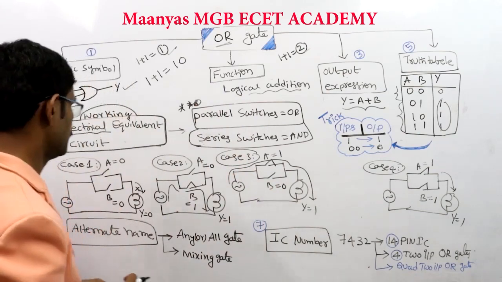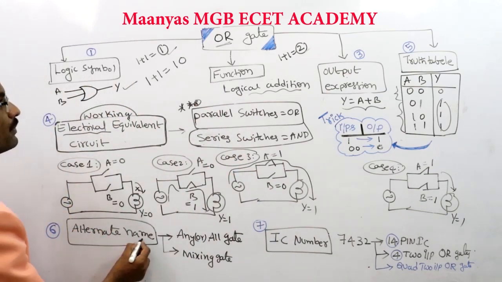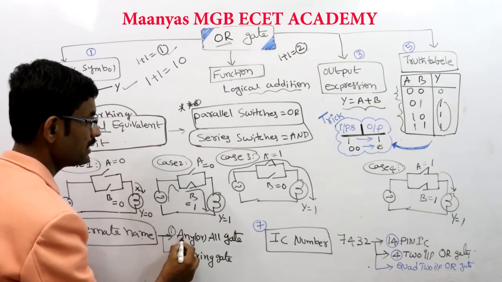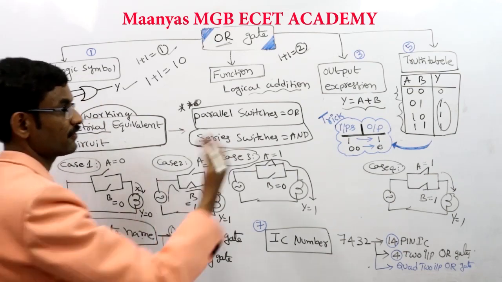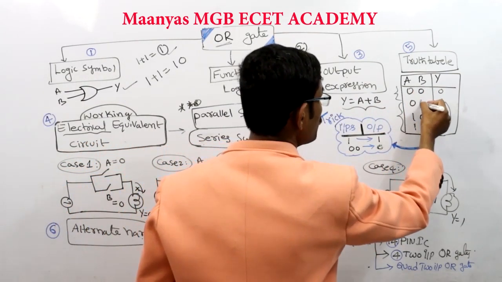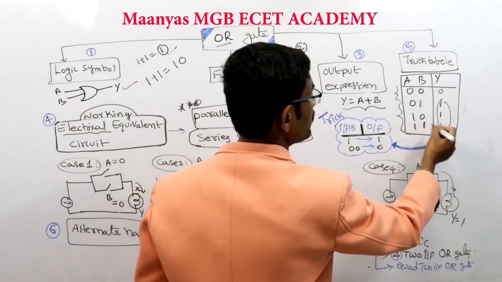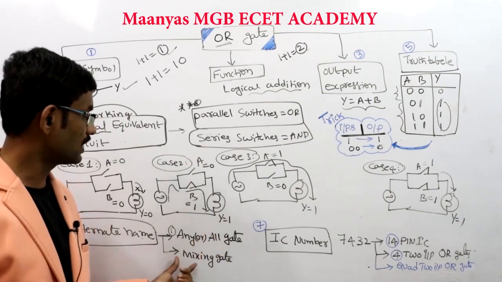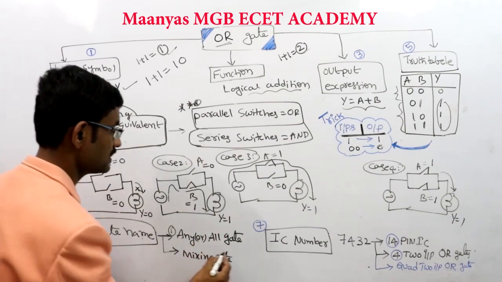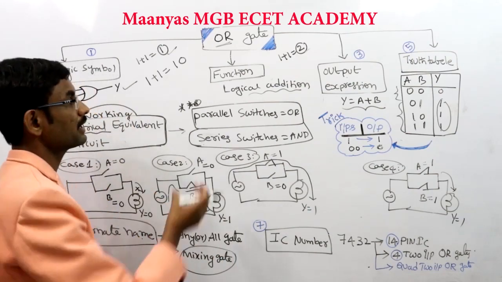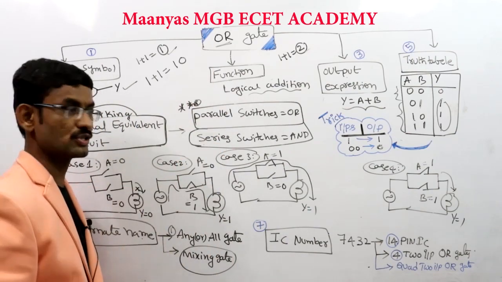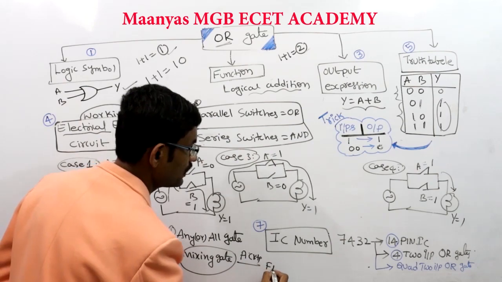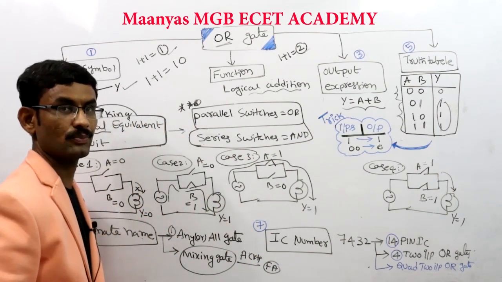The next parameter, what is the alternate name of the OR gate? Yes, the first name, any or all gate. From the table, at least any one of the input is high. All inputs are high, then the output is high. Hence the name any or all gate. And one more name is there for the OR gate, that is a mixing gate. Why this OR gate got the name mixing gate, I will explain in the full adder in arithmetic circuits.